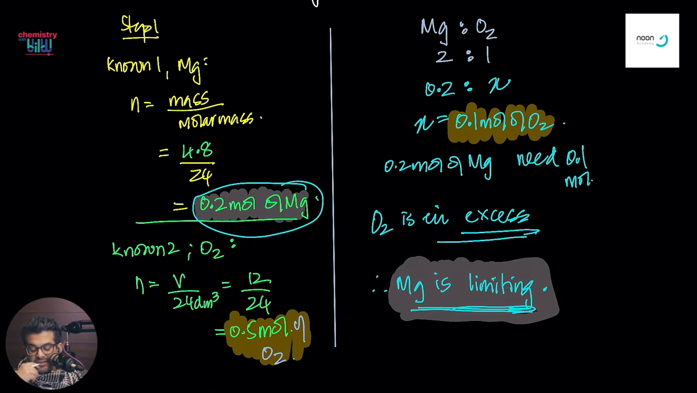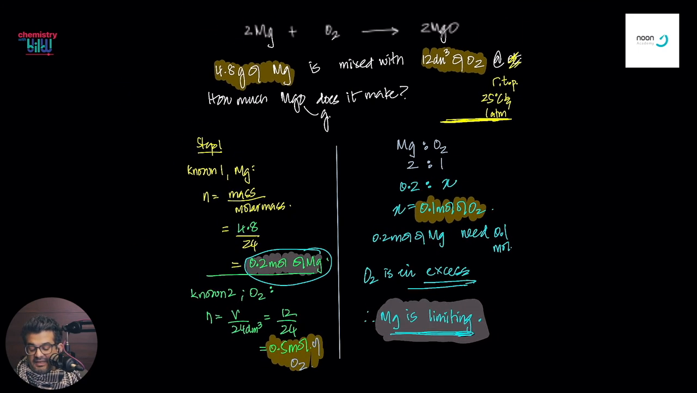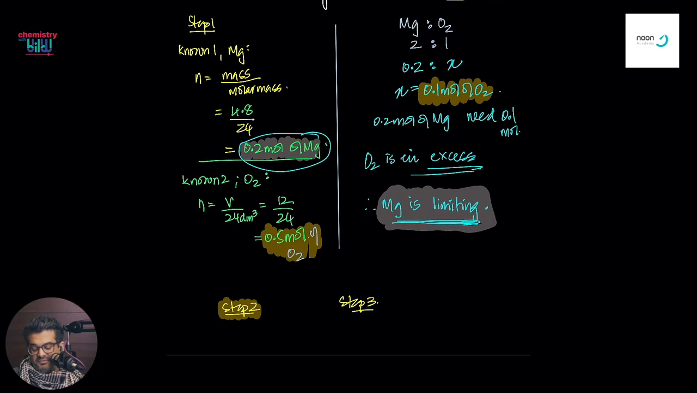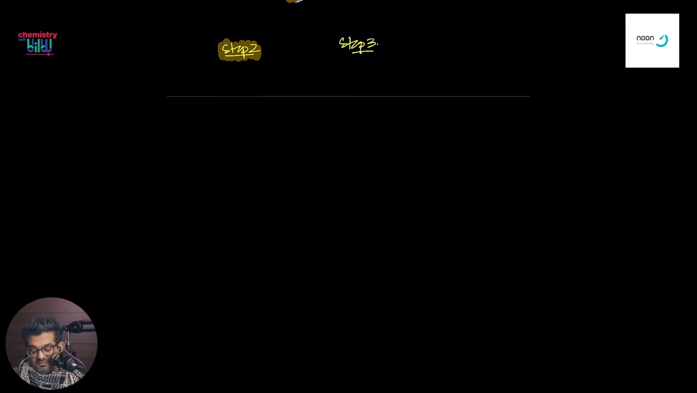So for step number two, basically it's like assuming that they didn't even give you this information. Assume they didn't even give you this information. It's not needed because you have everything else. You figure out that oxygen is in excess, so whatever volume you've been given is not needed. Magnesium is the limiting. So the question would have been 4.8 grams of magnesium is mixed with excess oxygen. How much magnesium oxide does it make? So that's all I care about. That's the step one I care about, and this is all part of step one. Now I go to step number two. Because what is step number two?